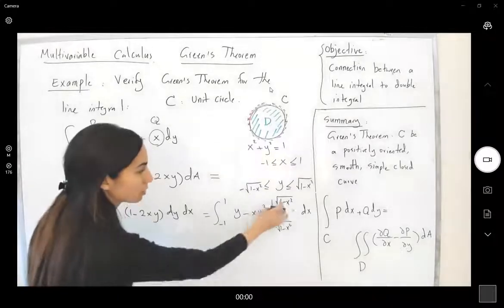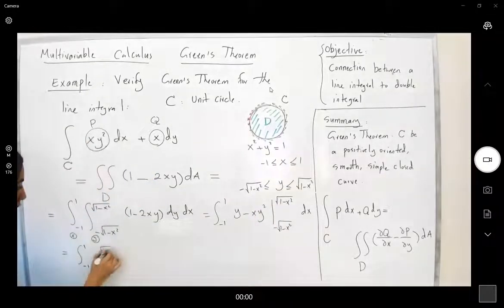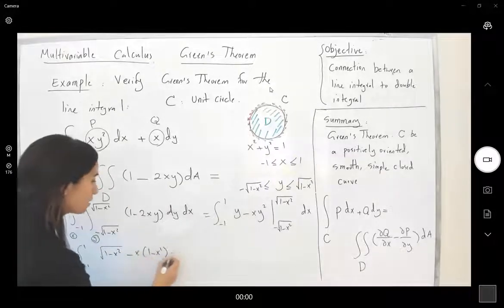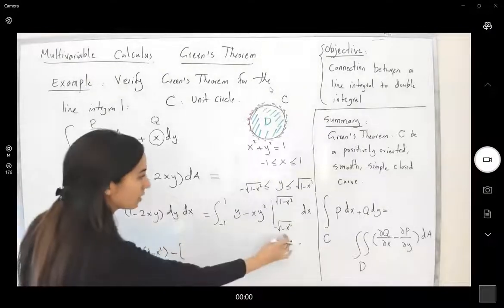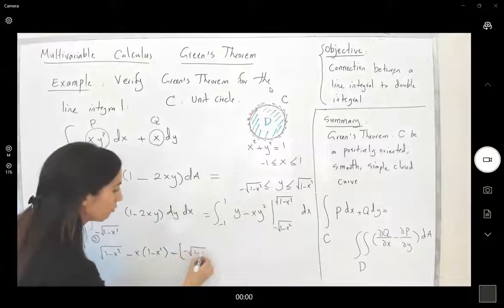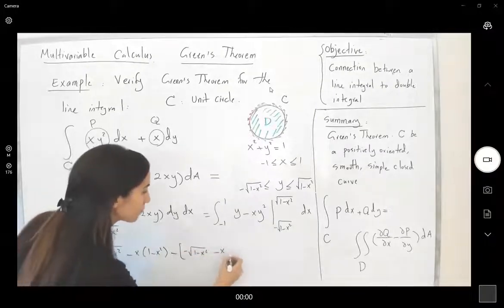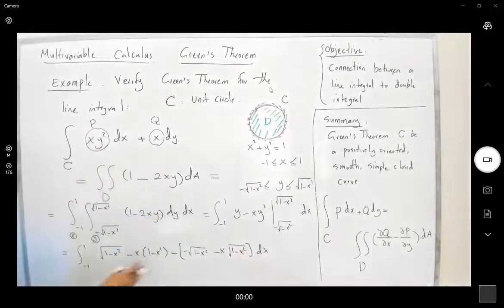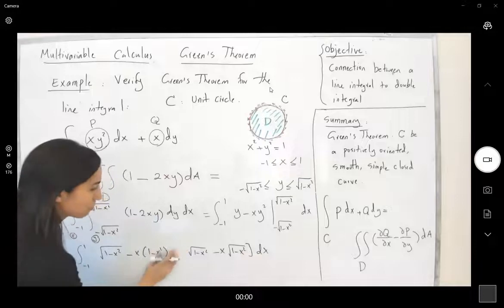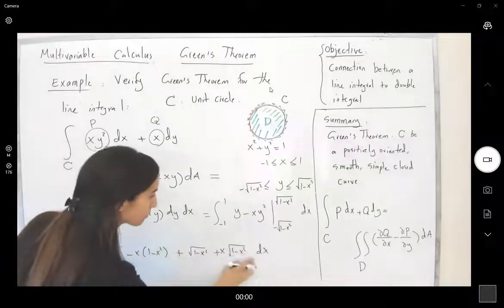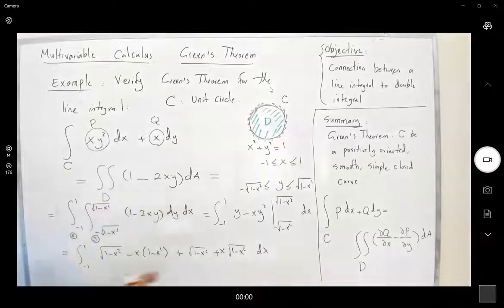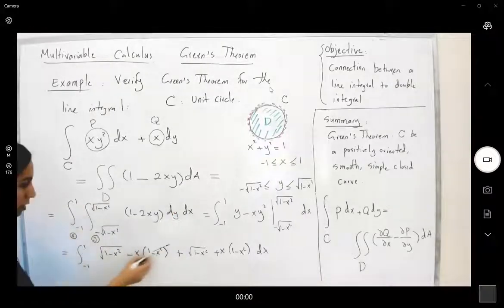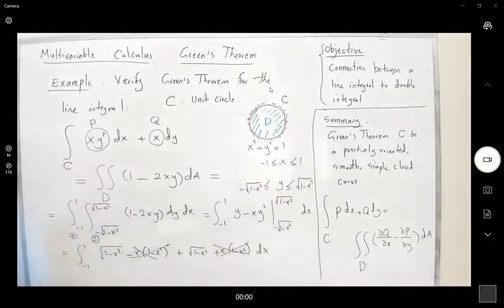Here you have -1 to 1, and the integral with respect to y gives you y minus x y squared, from negative square root of 1 minus x squared to square root of 1 minus x squared, dx. There you go. If I plug in square root of 1 minus x squared, minus x times 1 minus x squared, minus, now we plug in the lower bound, minus square root of 1 minus x squared, minus x times 1 minus x squared, dx. If you distribute the minus sign, you get plus and plus. And we don't have any square root here. Okay, perfect. So as you can see, these two just cancel out each other.